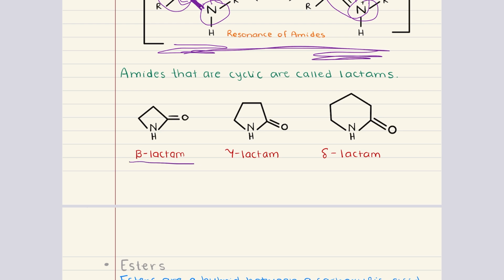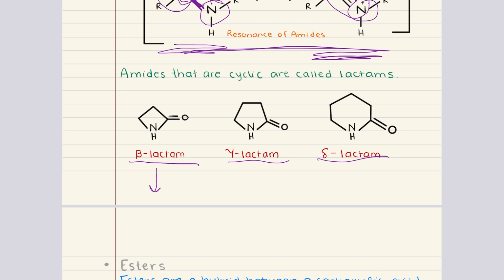For example, a beta-lactam is a four-membered ring where the nitrogen is attached to the beta carbon relative to the carbonyl group. A gamma-lactam is a five-membered ring where the nitrogen is attached to the gamma carbon relative to the carbonyl group. And finally, a delta-lactam is a six-membered ring where the nitrogen is attached to the delta carbon relative to the carbonyl group. Lactams are important structures that are found in biological molecules. For instance, beta-lactams form the core structure of penicillin antibiotics.